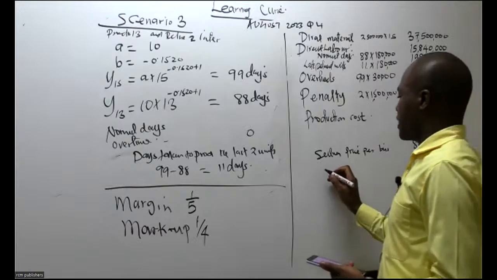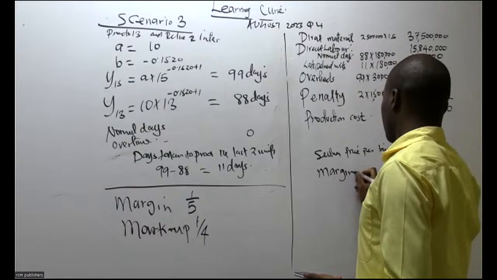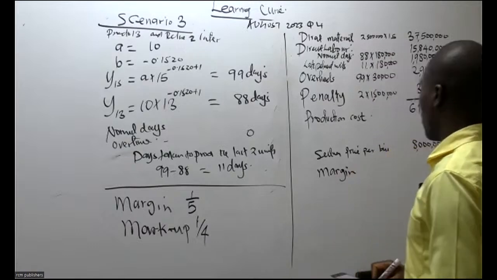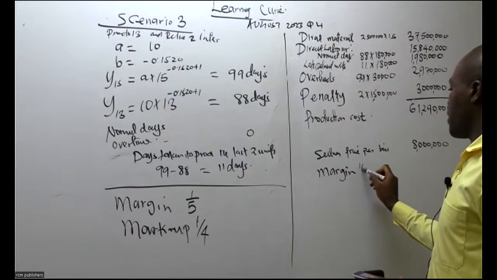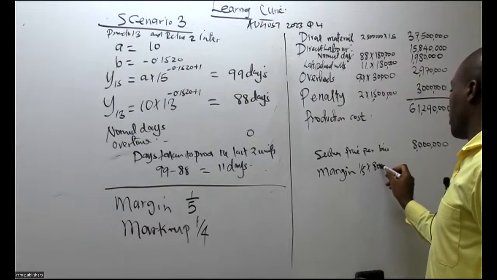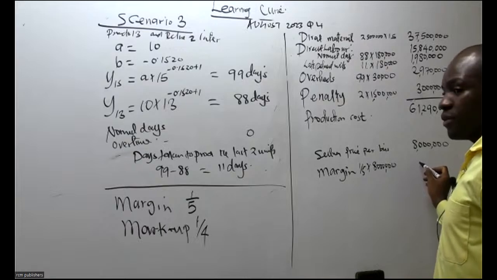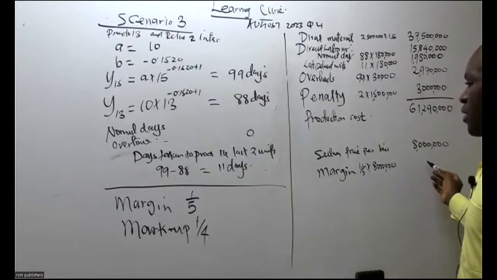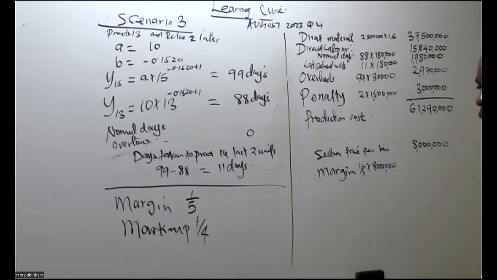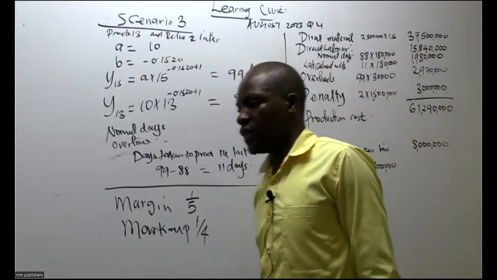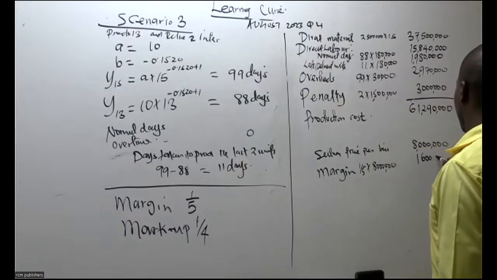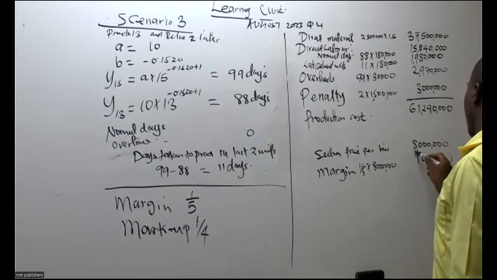Now, if you have that, let's get the margin. Margin itakuwa ngapi? Margin is equivalent to 1/5 of 8 million. Or 20% of 8 million ni ngapi? 1,600,000. Ukitoa hiyo unapata ngapi?